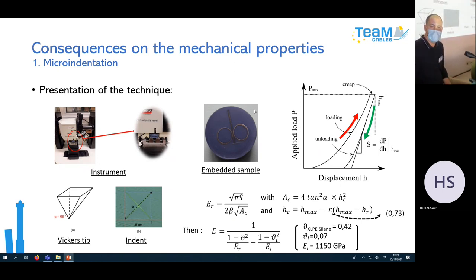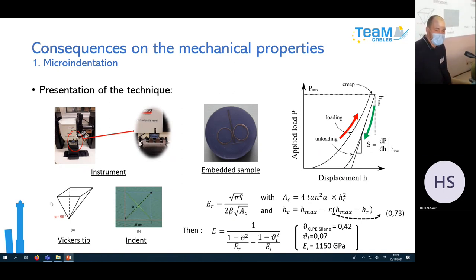In the middle here, you have an embedded sample. Basically, it's a film of, I think, 400 micrometers thick. What is shown here in this embedded sample is the thickness. So we are looking at how the mechanical properties change throughout the thickness of the film.